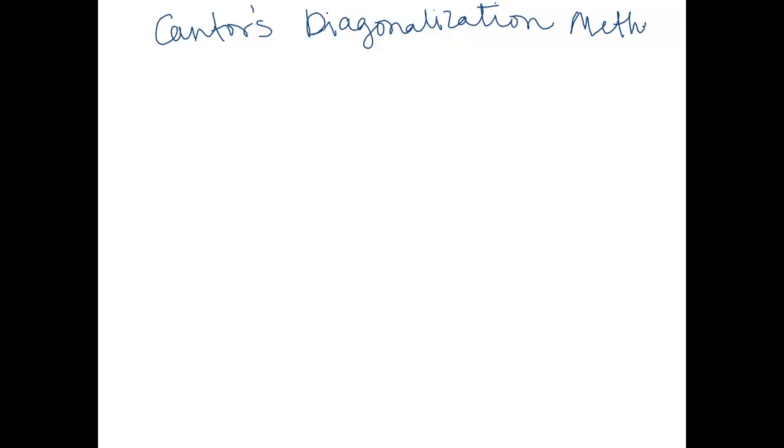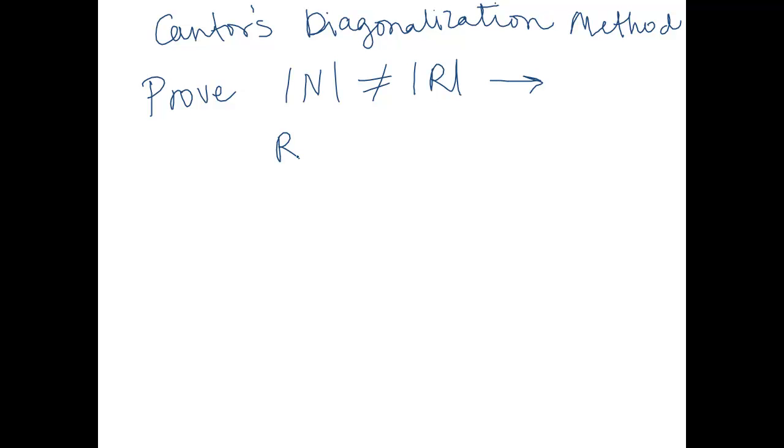Okay, so we're going to use something called Cantor's diagonalization method, or technique or argument. Okay, and what we are going to prove is that the size of N is not equal to the size of R. Okay, so if we can do that, then this is going to imply that R is not countable.